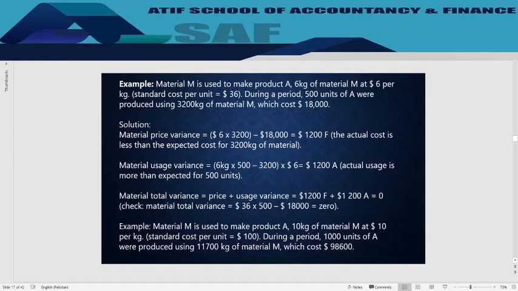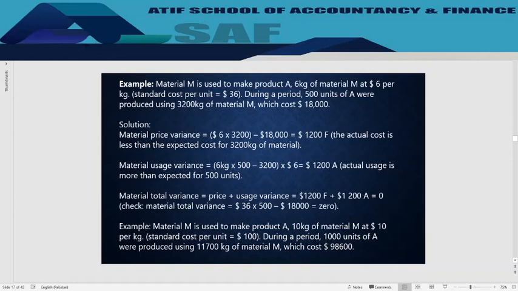For the calculation of material price variance, the difference of standard price and actual price would be multiplied by the actual quantity purchased. Here actual quantity purchased is 3200 kg and the standard price is $6 per kg. Actual quantity multiplied with the standard price gives you the cost that should be incurred, 3200 multiplied by $6 gives you 19,200, while the actual cost spent is $18,000, less than our standard, and it gives a positive or favorable variance of $1,200.